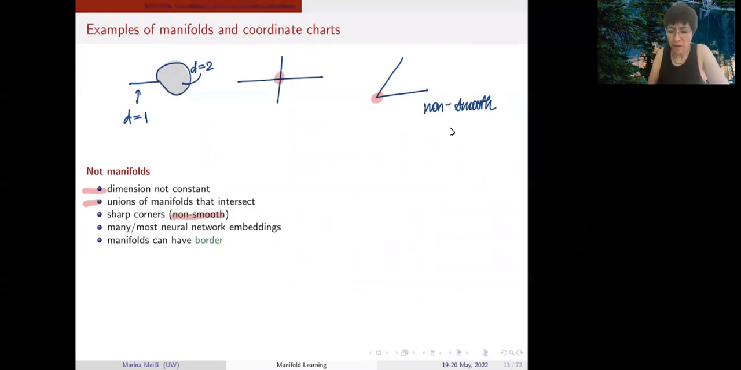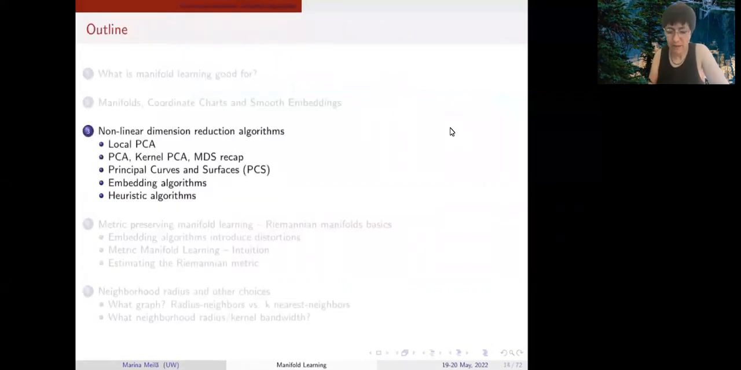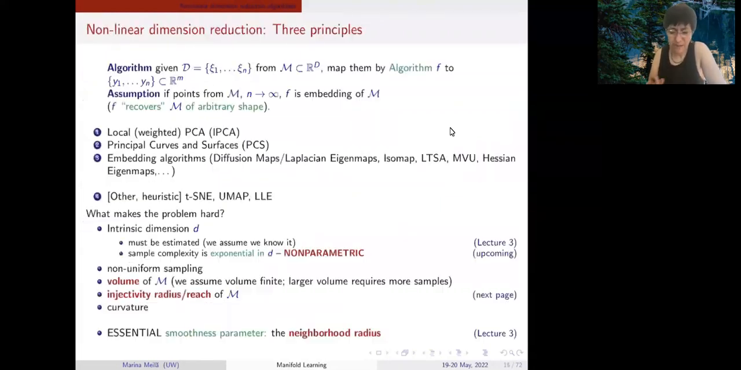Okay, so we have now discussed the basic definitions. We have some motivations. I hope I convinced you that it's useful to do manifold learning. Now let's see how we can do it, what kind of algorithms we have. And this is a super busy slide, so we'll take time to go through it. First of all, what is the paradigm that we are working in?